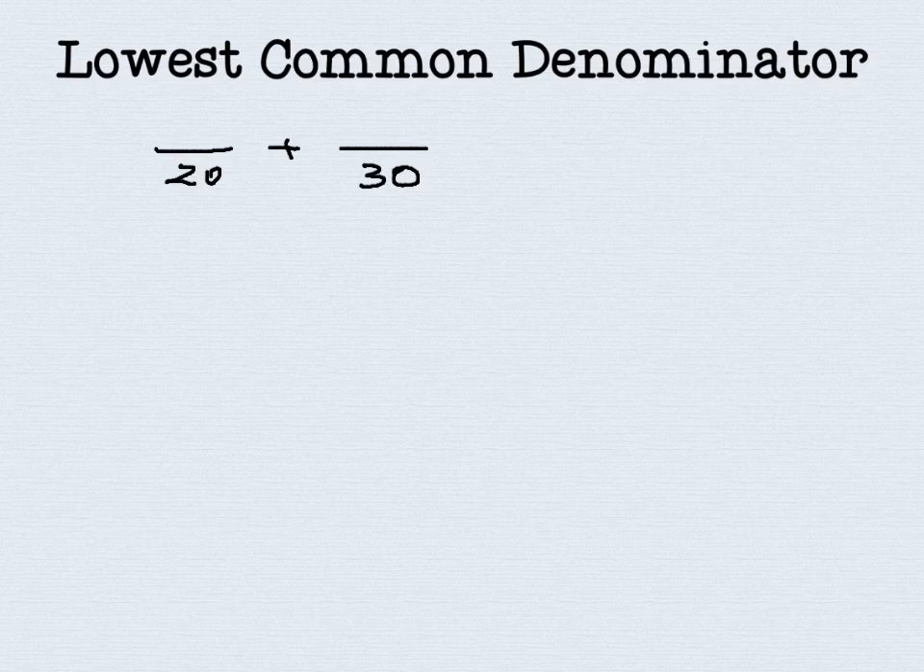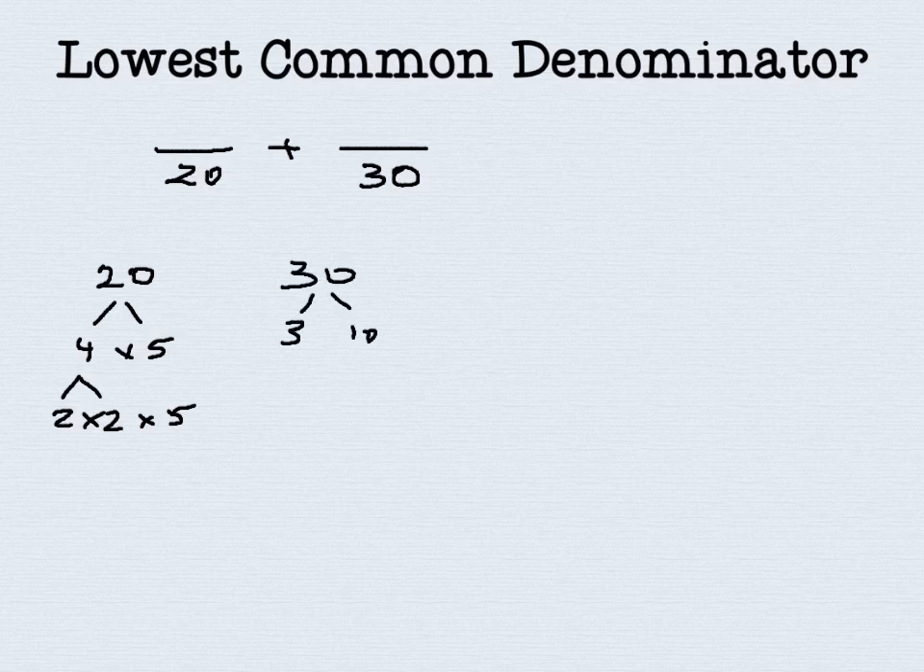If I was going to do it using the prime factor method, take 20, break it down. Say I used 4 and 5. Broke 4 down again, I'd have 2 and 2 and 5. For 30, I'd probably use 3 and 10. And then for 10, I'd break that down to 2 and 5.